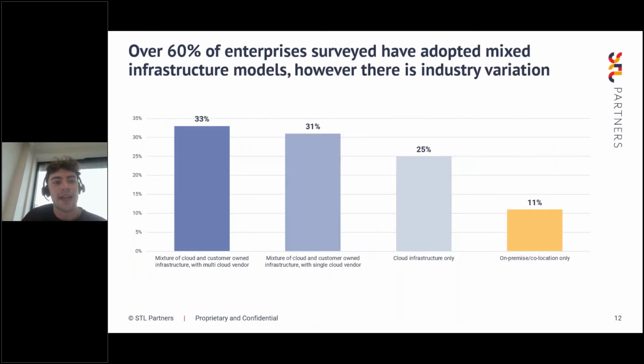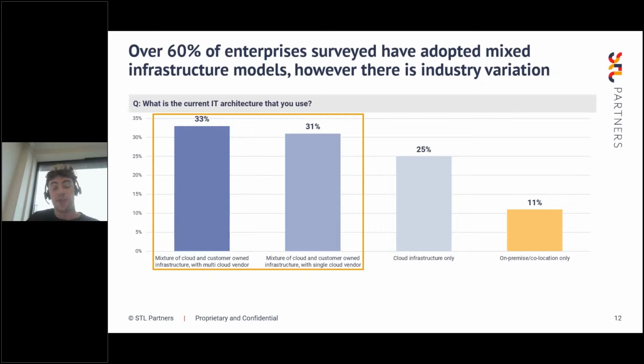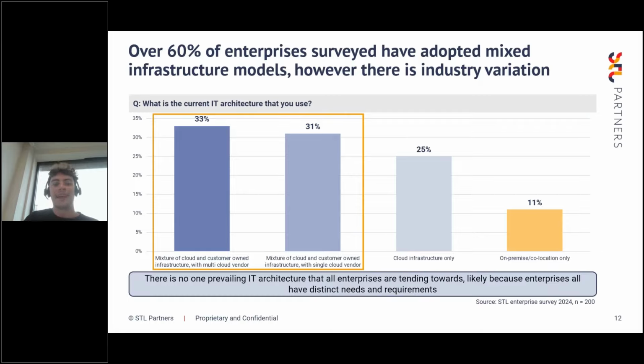So it's good to kick us off with the current state of play. We asked enterprises what the IT architecture is that they're currently using. And it was interesting to see that over 60% of enterprises have actually adopted a mixed infrastructure model with a mixture of cloud and customer-owned infrastructure. 33% of respondents are using a multi-cloud vendor model and 31% a single cloud vendor model. But what's interesting is that we can clearly see that there's no one prevailing IT architecture that enterprises are tending toward. Responses are still relatively fragmented, and this fragmentation is likely because enterprises all have their own distinct needs and distinct requirements.